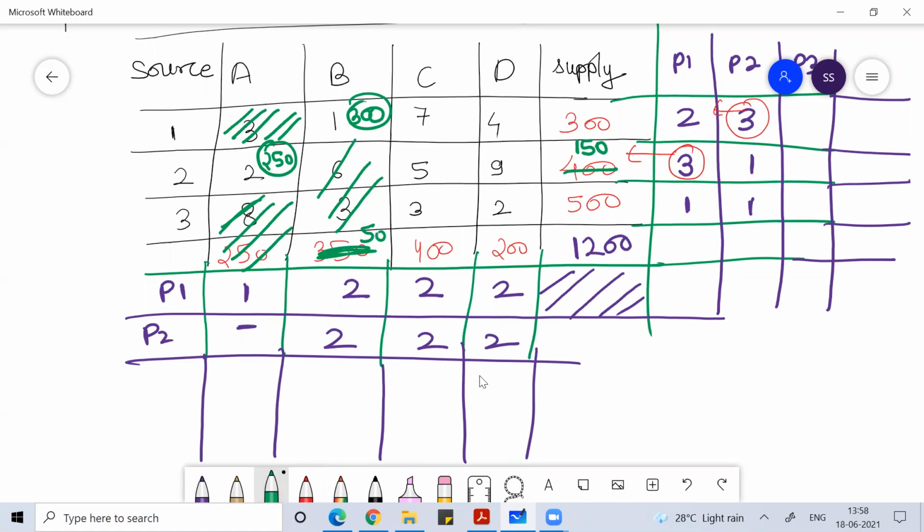This row is done, and this column still remains with 50, so it is still active. This becomes 300, done. No further allocation here.